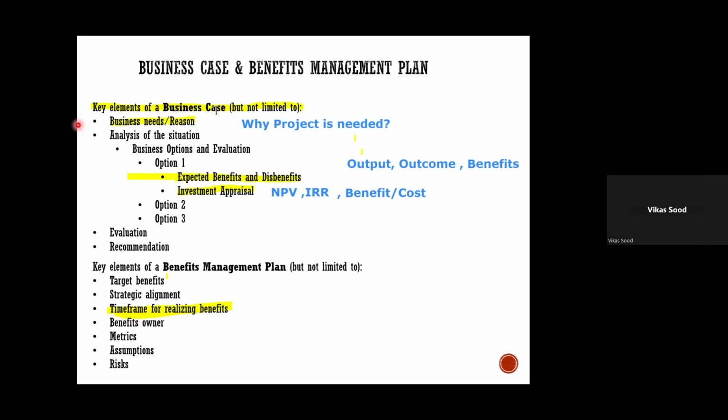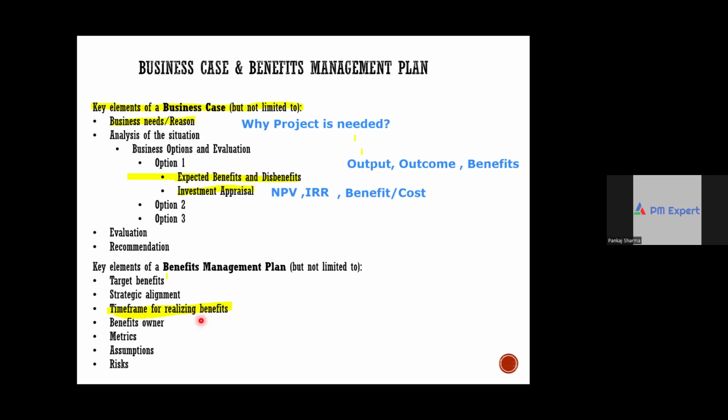Is that okay? Now, can we discuss the second important document, which is the benefit management plan? A business case will take a lot of inputs from the benefit management plan. As far as the definition of the benefit management plan is concerned, it is the time frame for realizing the benefits, or the schedule of achievement of benefits.